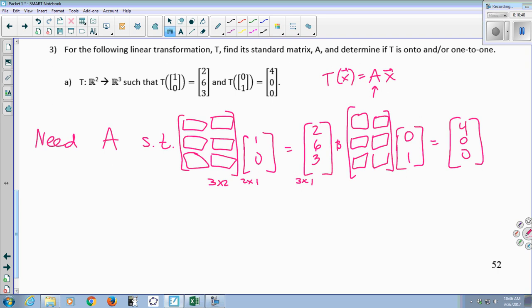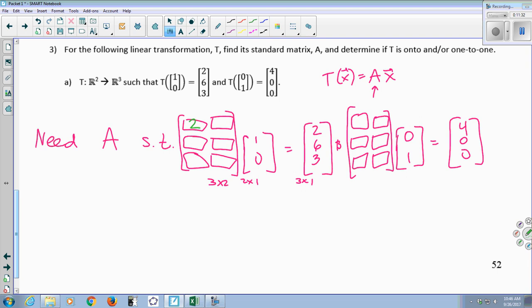And then I just have to figure out what to put in those 6 blanks so that when I multiply by 1, 0, I get 2, 6, 3, and when I multiply by 0, 1, I get 4, 0, 0. If you remember the method of multiplying a matrix times a vector, take the first row times the vector, and that has to give you the first entry of the result, the 2. So this entry would have to be a 2, because no matter what's here, it's going to get multiplied by 0. And so when you add them together, you need the 2 from the first spot.